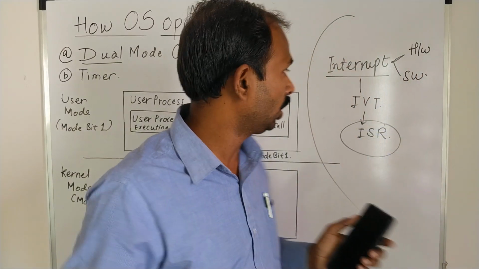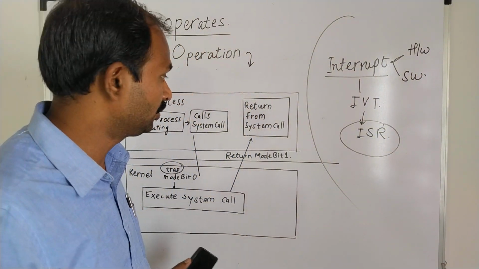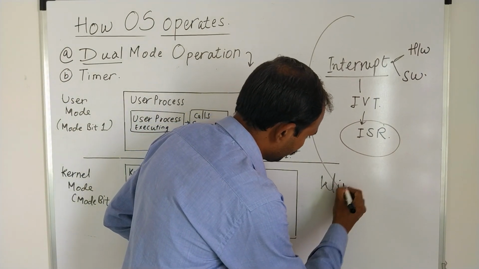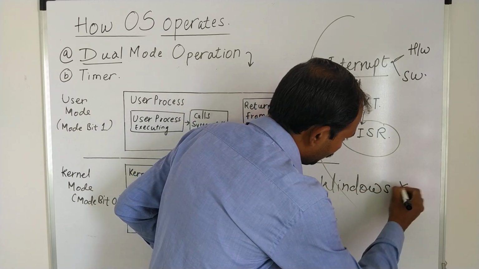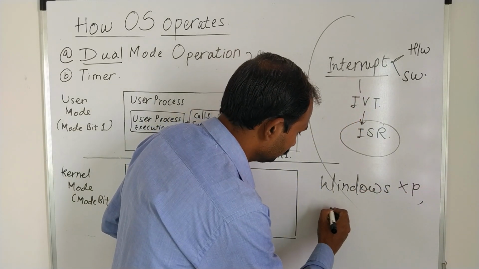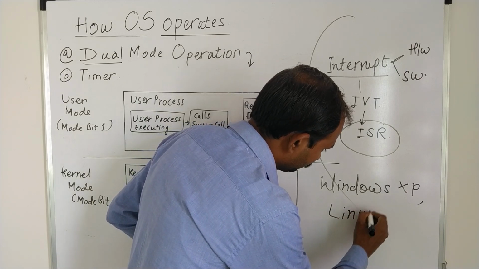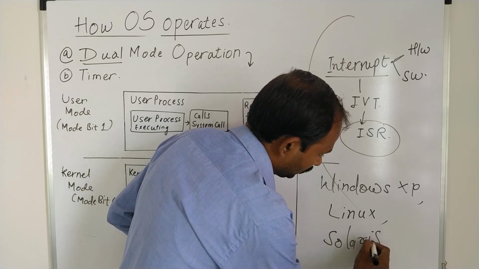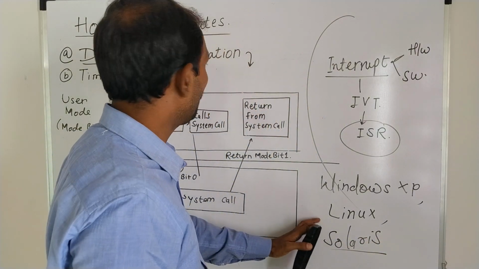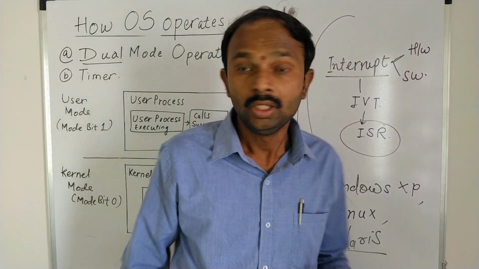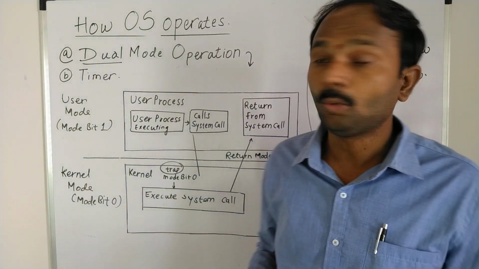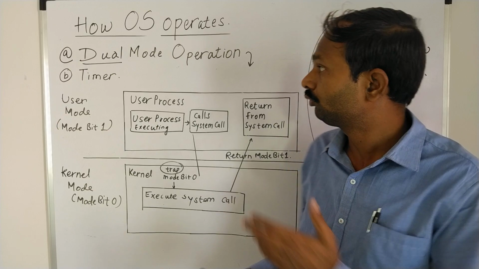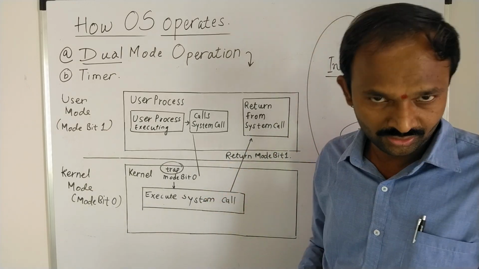Nowadays all the modern operating systems work in dual mode operation. If we want to take some examples: Windows XP, Linux, Solaris. These are different operating systems which work in dual mode operation. If we talk about a single mode operating system, DOS is an operating system which works in a single mode. It does not work in a dual mode, being an older operating system.